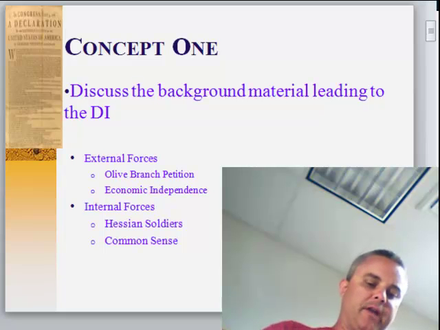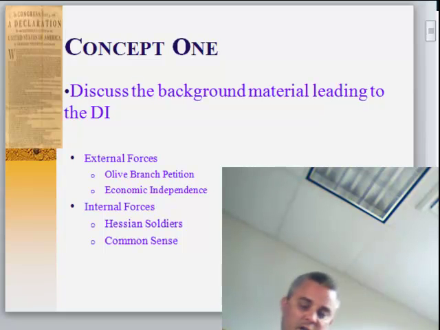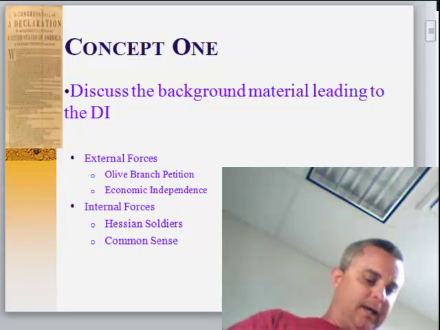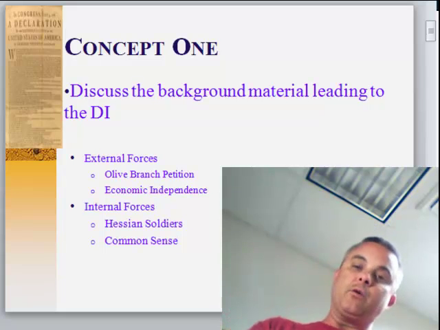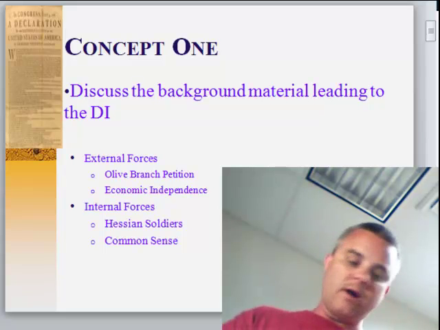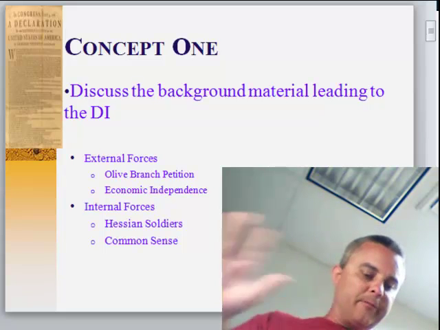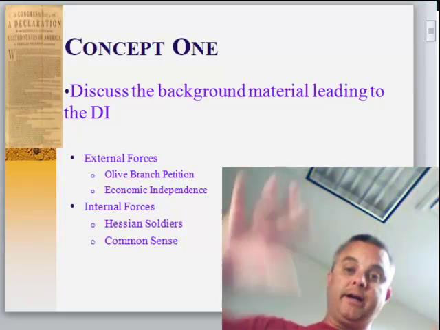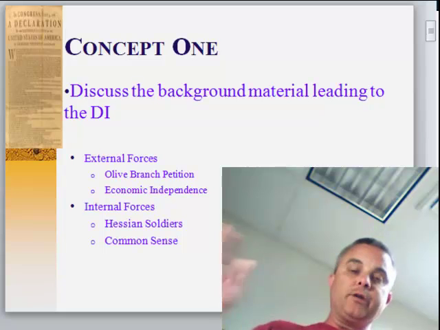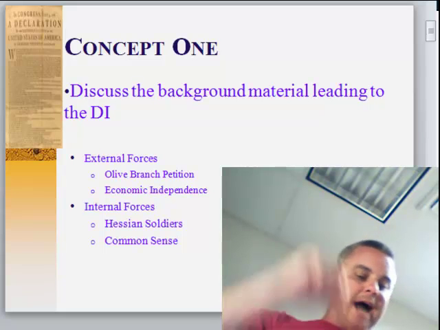Free trade with other nations and countries around the world was one. Release from England's European conflicts would be another one. He was kind of referring to the French and Indian War when he was talking about that. Freedom from having to appeal to a court 3,000 miles away. So these were very practical reasons for independence.